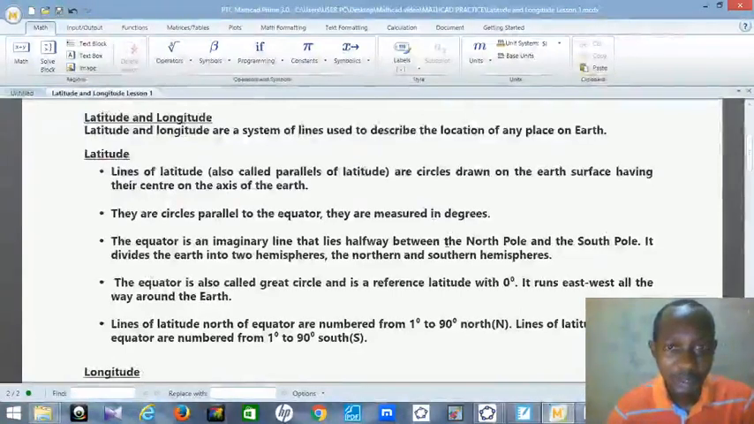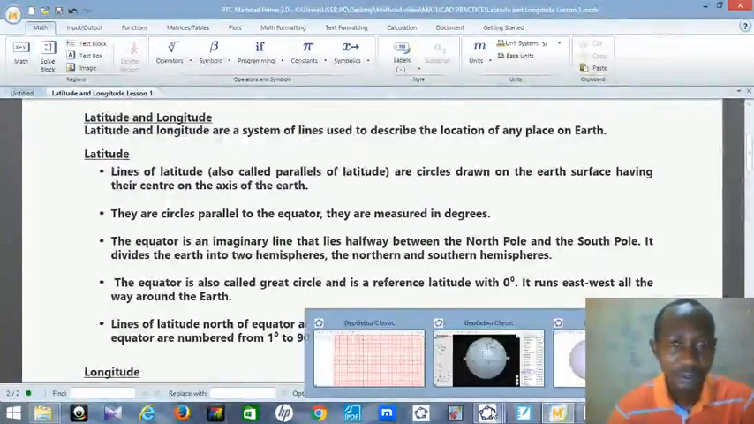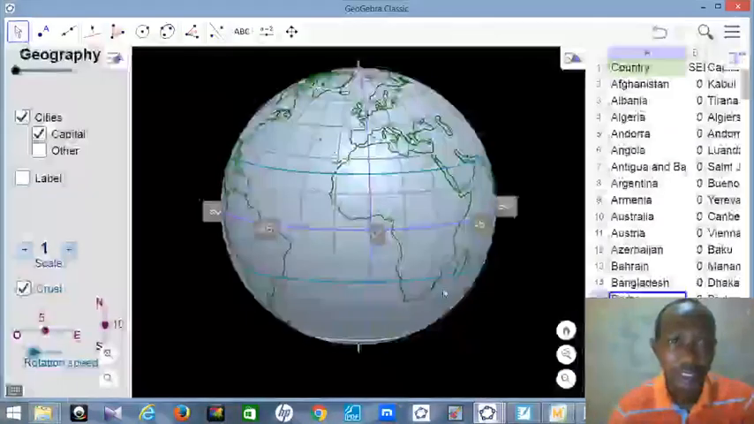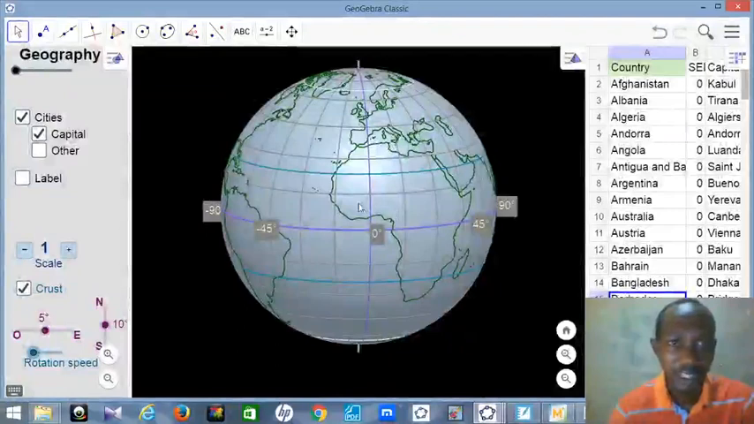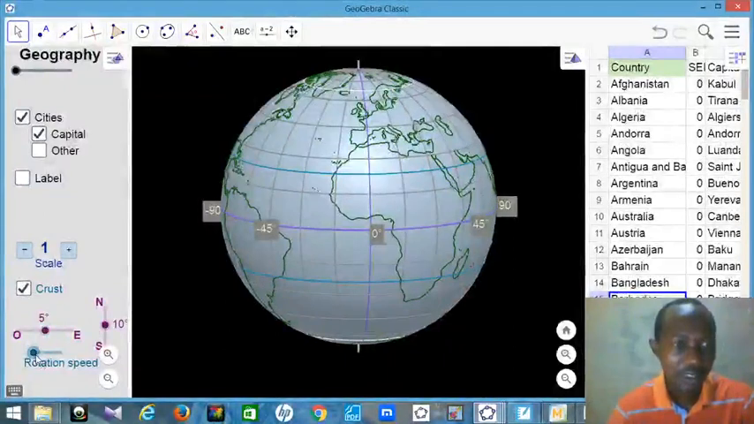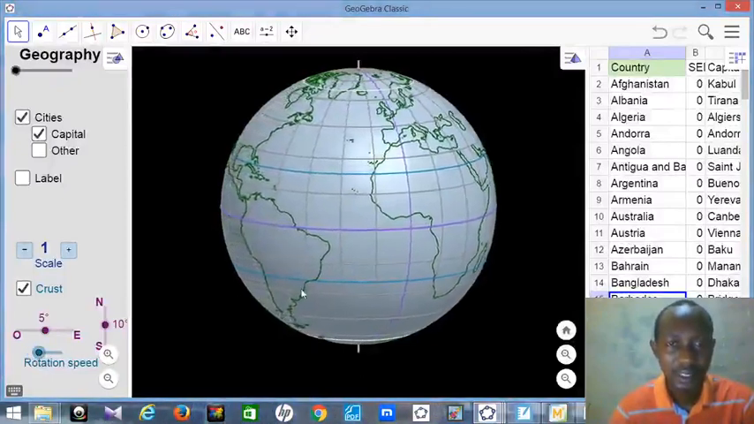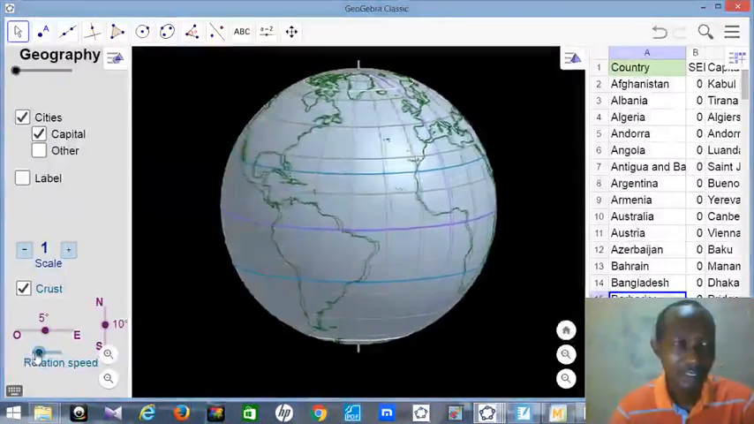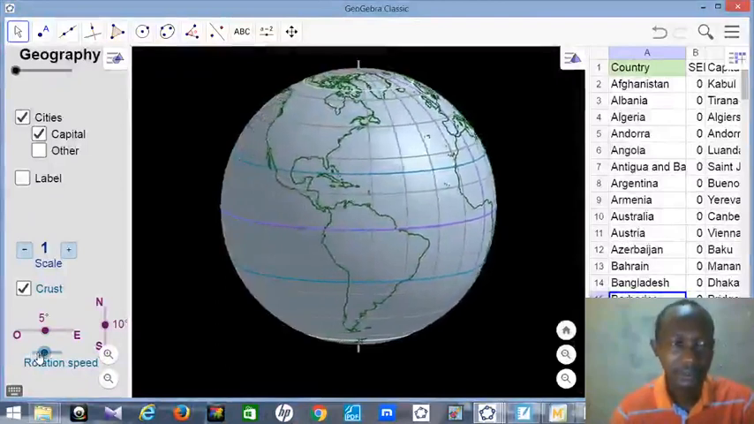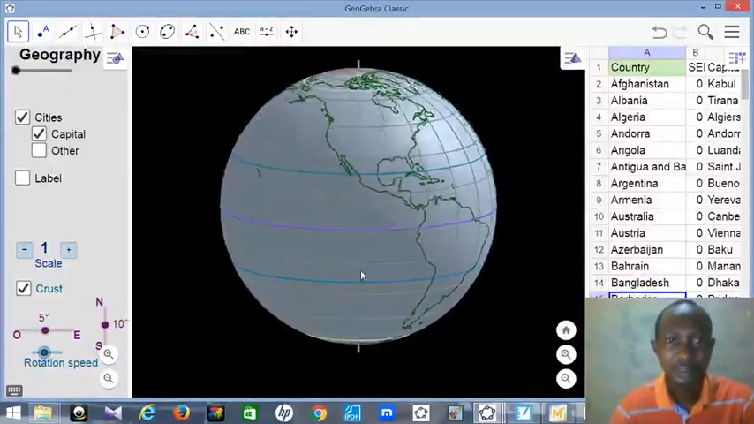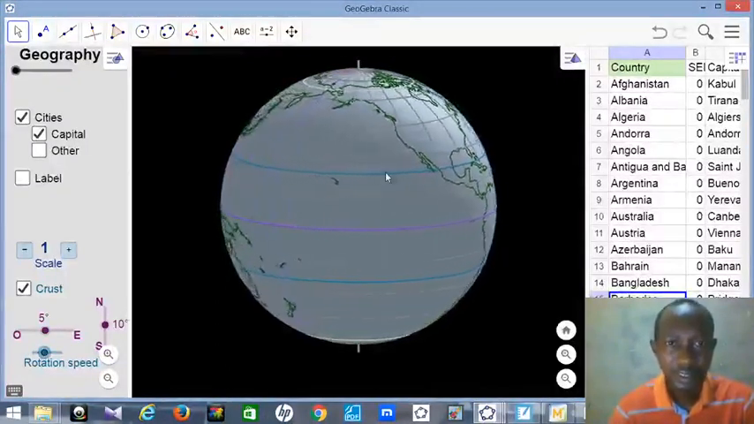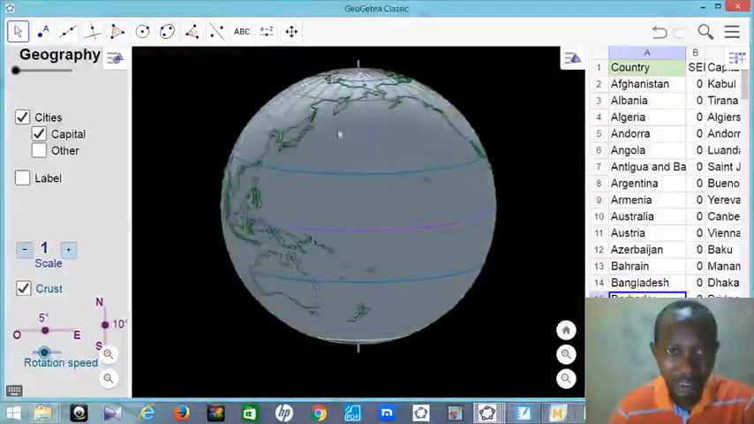So let me just give you a sample of how the earth looks like so that you know what we mean by longitude and latitude. So you can see the sample of the earth. Let me spin it so that you can see it. Okay, you can see how the earth rotates. See the rotation. Then as it's turning, you can see the lines.